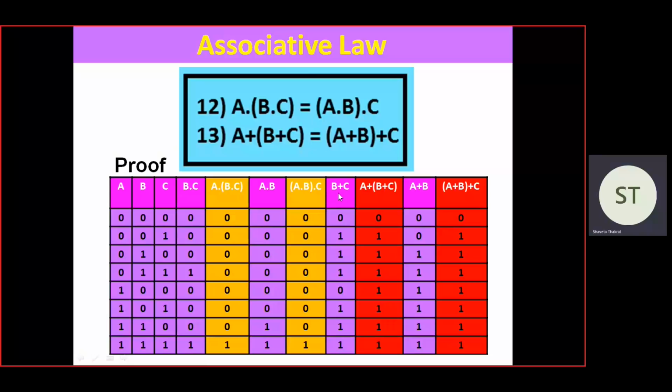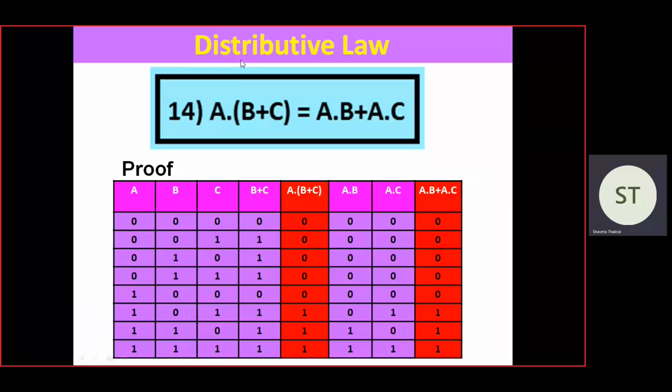Same way we can go for B OR with C, and then A is OR with B OR C. We check this column with this column, that is A OR with B, then further OR with C. By taking ORing of A and B first, then take ORing with C further. So we check this column and this column, they are same. So in this way, with the help of truth table, we can verify the associative law. Then next we have distributive law.